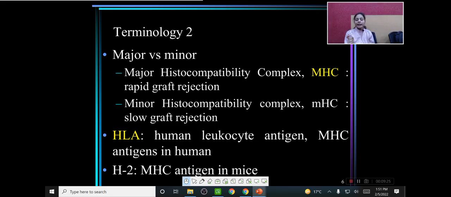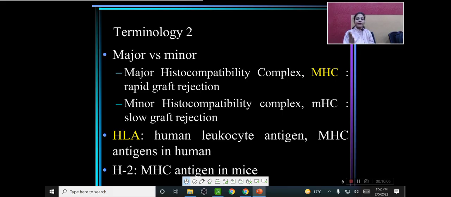Okay. So in MHC, the major histocompatibility complex, organs transplanted from another individual are rapidly rejected. It means if my lungs were not working properly and lungs from another individual were transplanted, then my body would rapidly reject those lungs. That is known as the major histocompatibility complex.